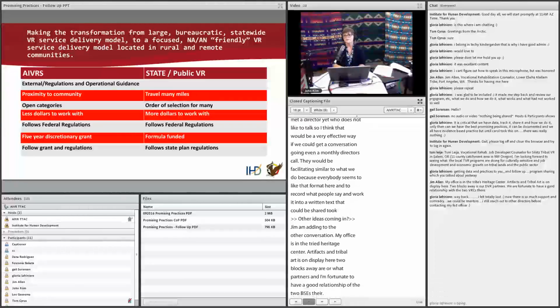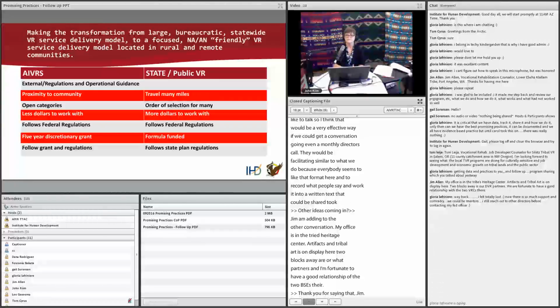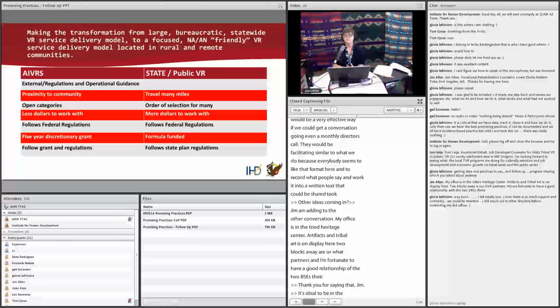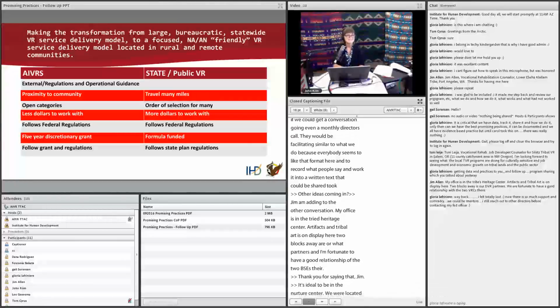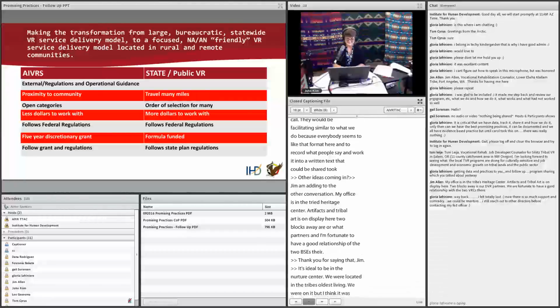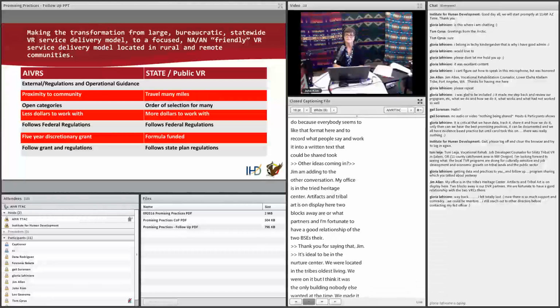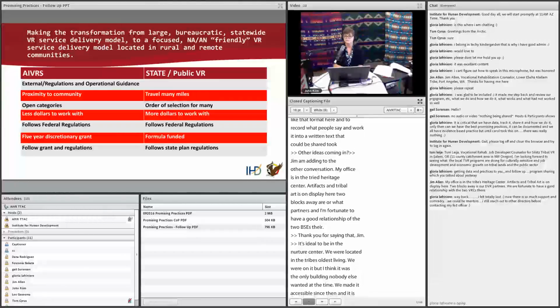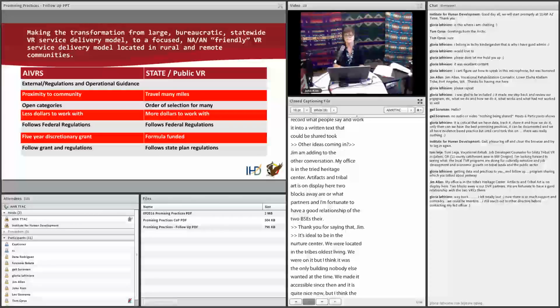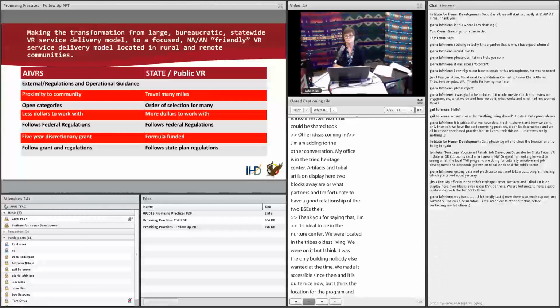We were located in the hub of our community and in the tribe's oldest building. We were honored, but I think it was the only building nobody else wanted at the time. But we've since made it accessible and fixed it up, and it's quite nice now. I think the location for the program is something, and other directors also shared about the importance of decorating and making things Native friendly and comfortable for people when they came through the door.